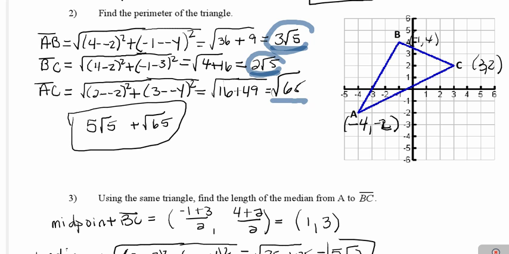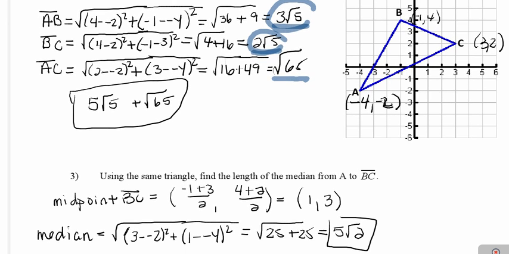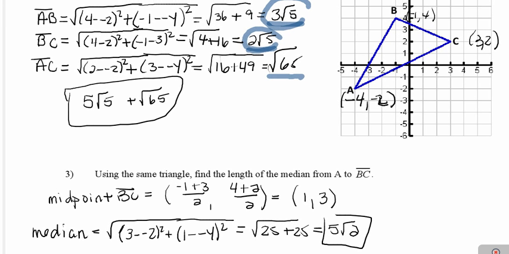Okay, then in number 3, this one's a little bit trickier because, using the same triangle, it asks us to find the length of the median from A to BC. So you really have to think about what points you would need to use to find the median. The 2 points that you would need to use are point A and the midpoint of BC. Those are the 2 points you would need to find the length of the median.